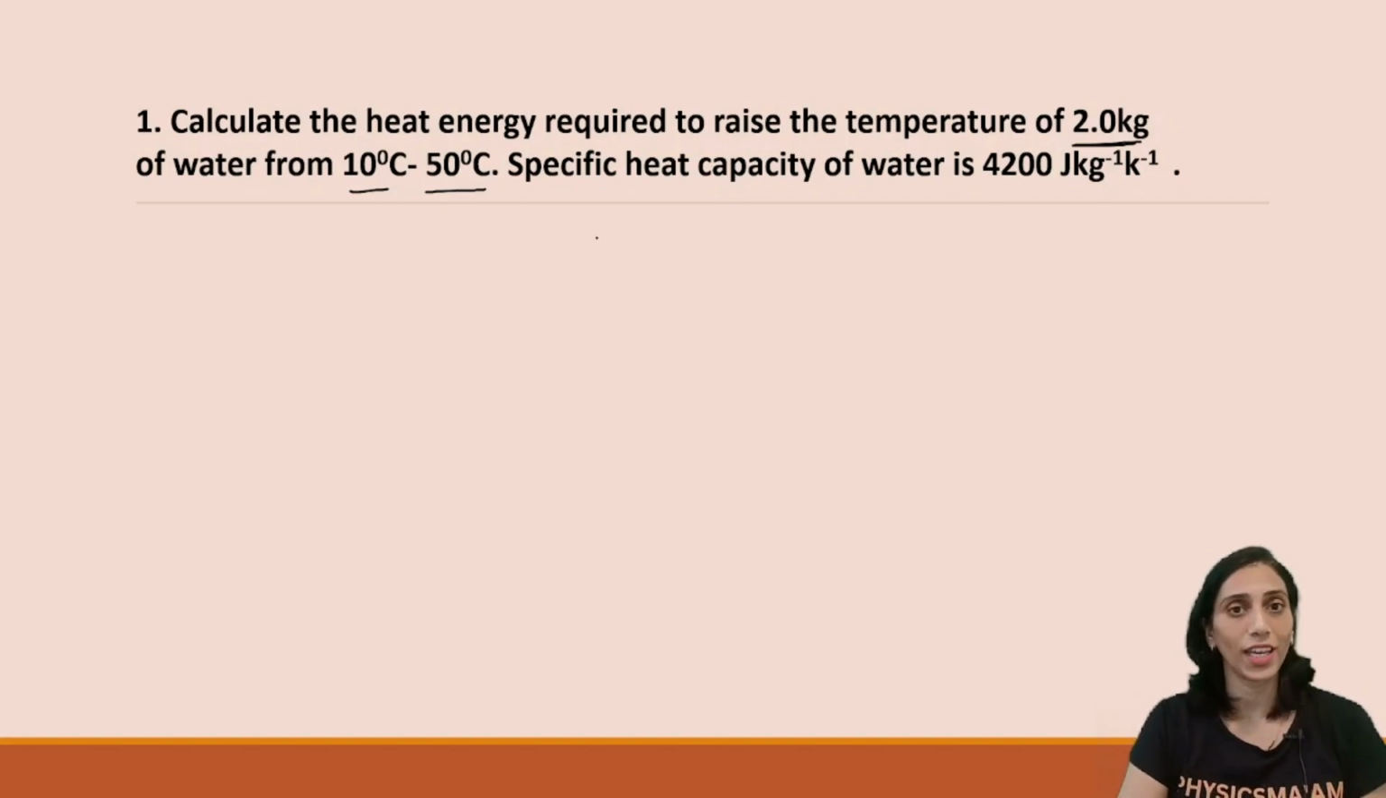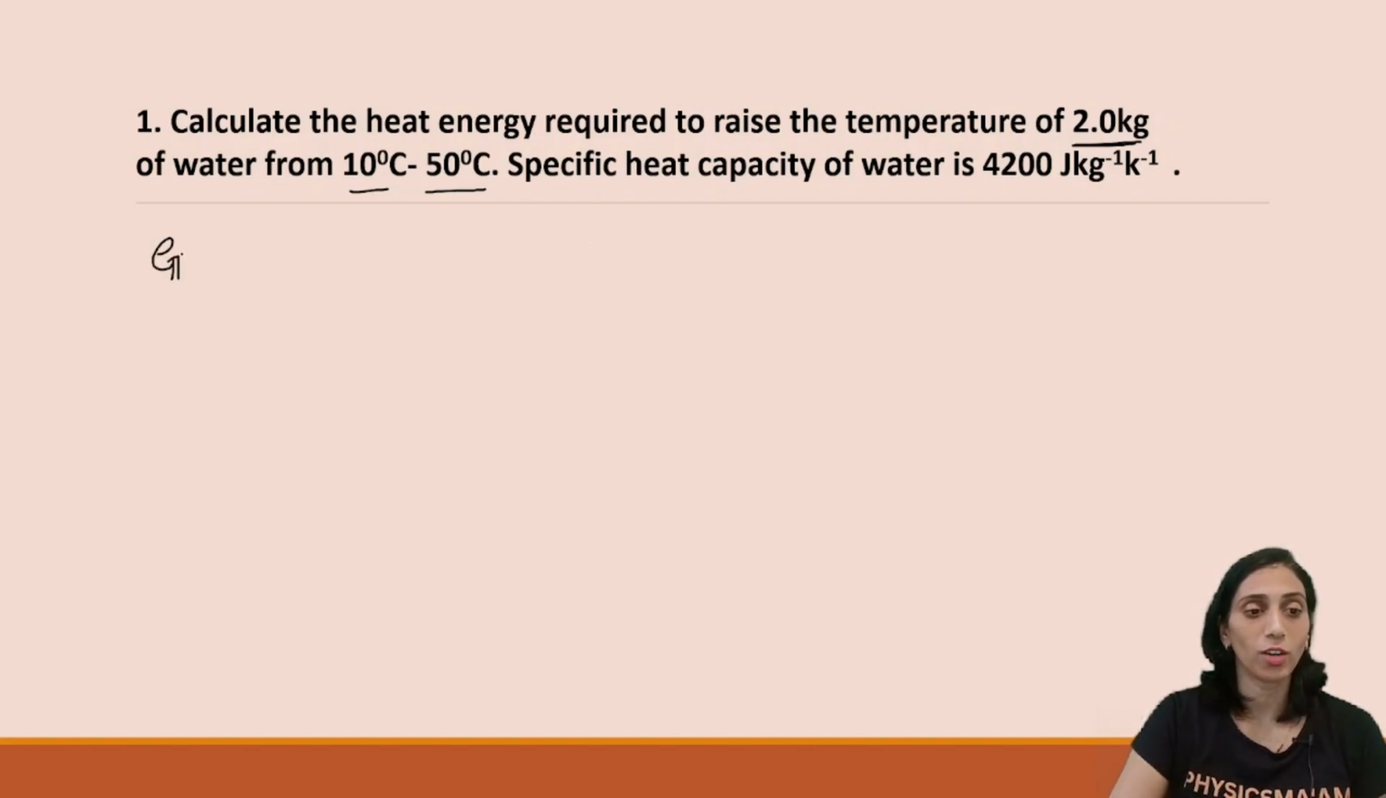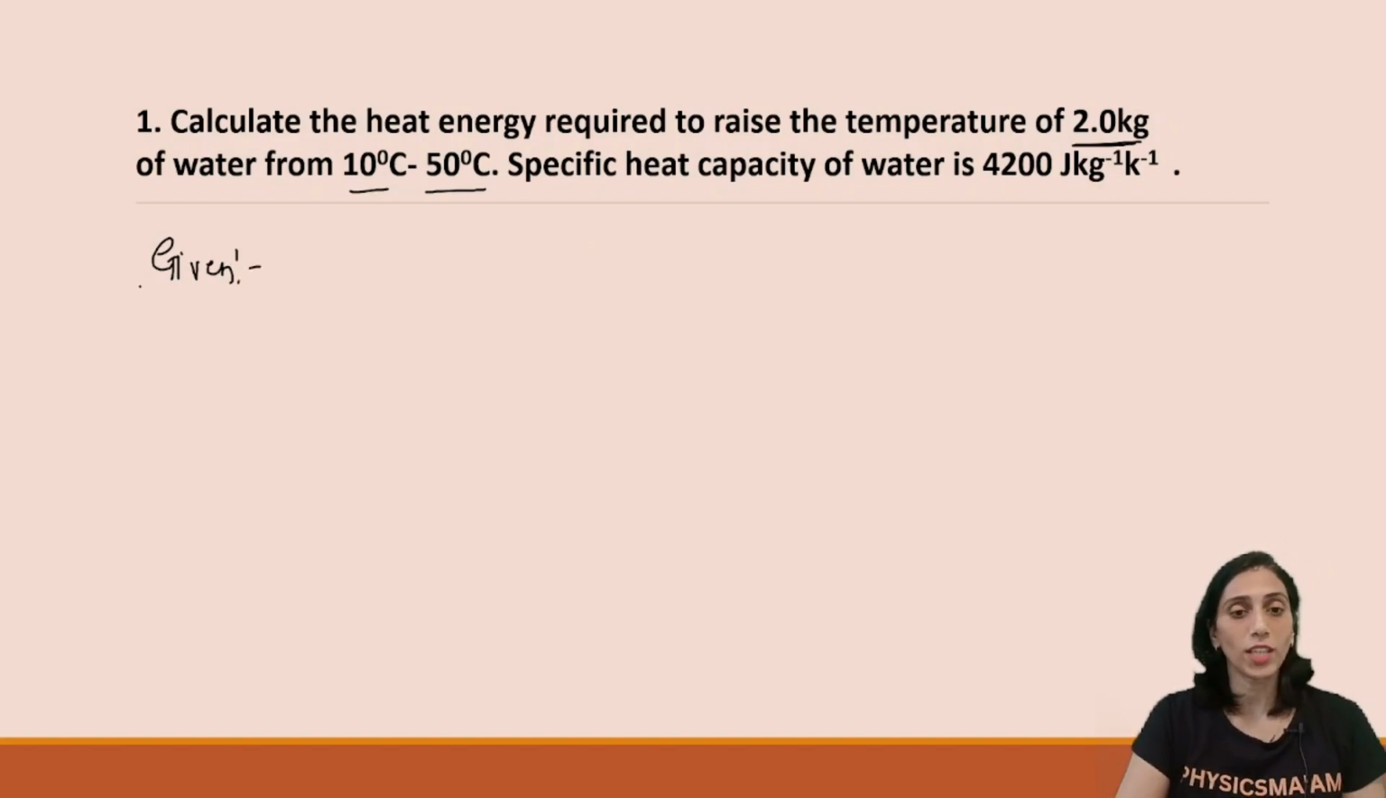Now, when you solve any numerical, the first thing you're supposed to do is write down the given quantities. So I'm going to first write down whatever are the given quantities in the question. So I start with the mass of the body, which is M. How much is it? 2 kilograms, right? Now, we need to calculate the heat energy. So Q is unknown to us. What else is known to us?